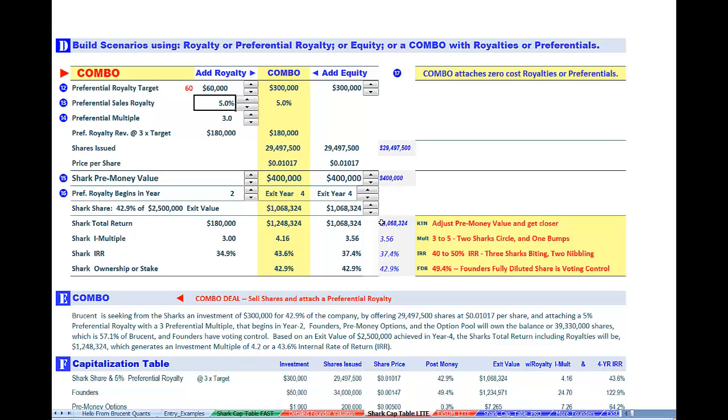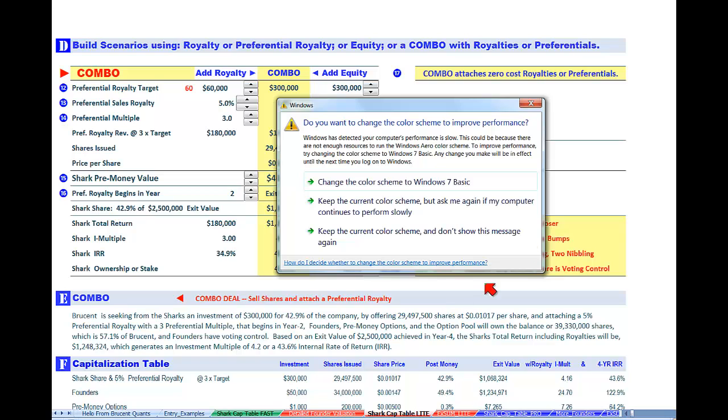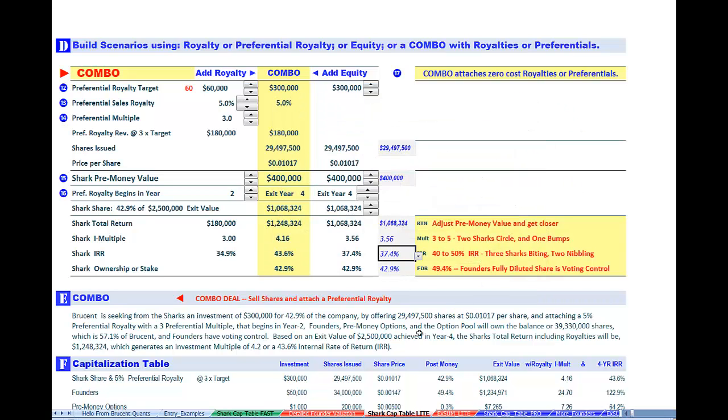All right, now let's see what has happened. If we gave them that, their I multiple would go up to 4.16 from 3.56. Their internal rate of return would be 43 as opposed to 37. And they still own the same ownership. So I would be inclined to try to give them their 34.4 by increasing. And I can do it over here to get the fast one, and then I can fine tune it right here to get it right down to 37.4. And there we have it.